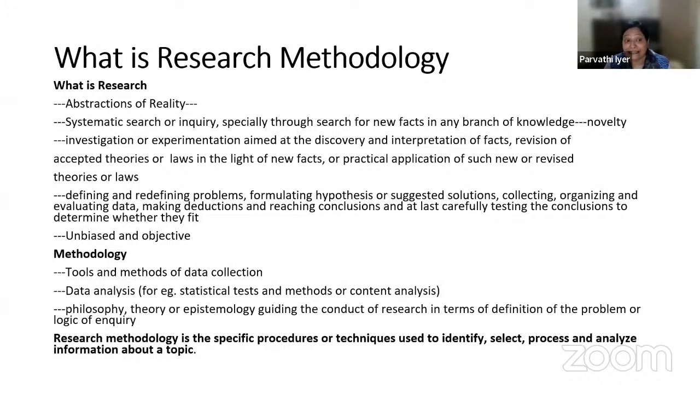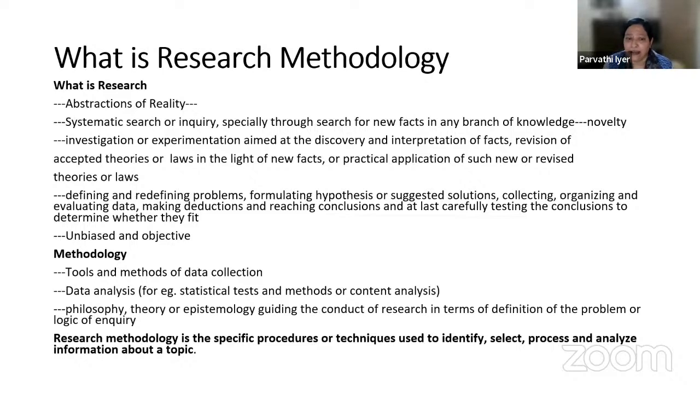Now, let us go to the second term, methodology. There are three important dimensions when we talk about methodology. Sometimes people confuse methodology with methods. Methods refer to the use of certain instruments and processes whereby you collect data. That data can be collected in different ways depending upon your disciplinary orientation. But if you look at the nature of methodology, there are three important dimensions. First is, of course, the tools and methods of data collection.